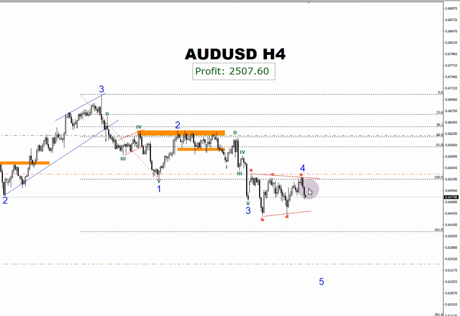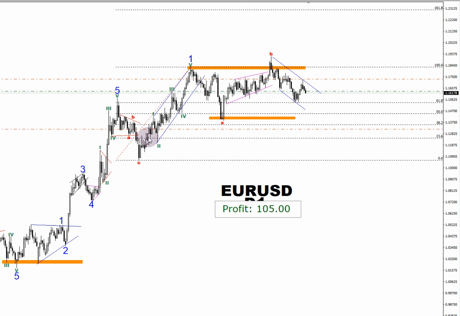The Aussie is beginning to strengthen. In the morning, I had 2,200 in profit, now it's 2,500. I think the fifth wave will come very soon. Let's move on. Next instrument, USD.